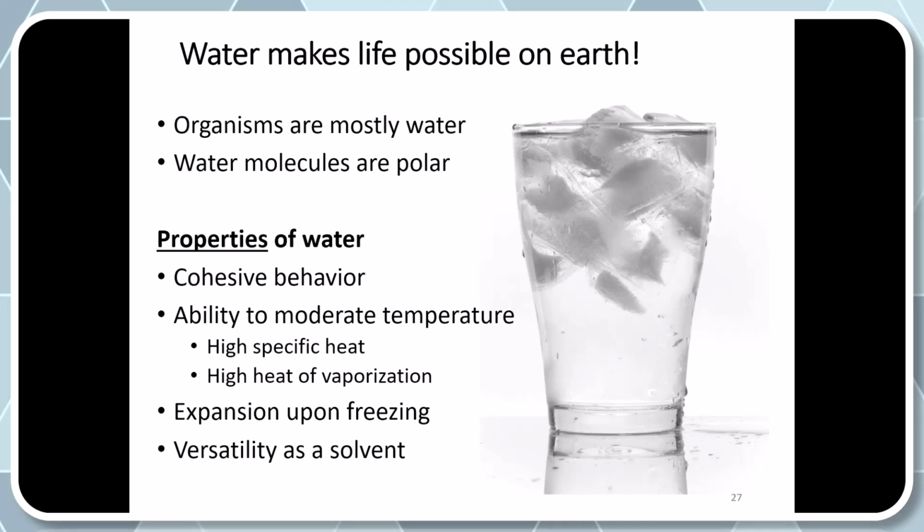So water has some very unique properties that other molecules don't have, and these properties of water make life possible on Earth. So most living things are roughly 70% water, and those water molecules are polar. So that leads us to these properties of water. So we're going to talk about the properties more on the next slides, but it's nice to have them all in one space, right? So water has cohesive behavior. Water has the ability to moderate temperature. Water expands when it freezes, and water is a good solvent.